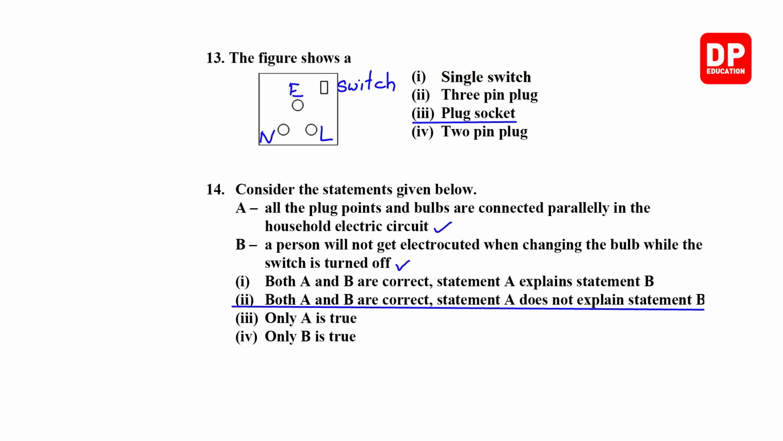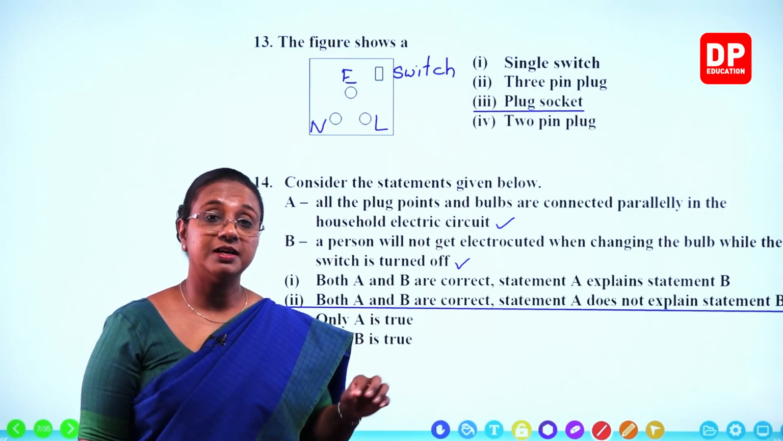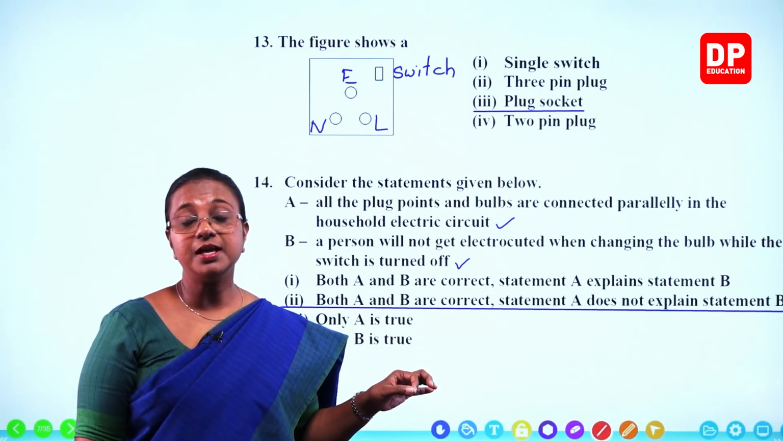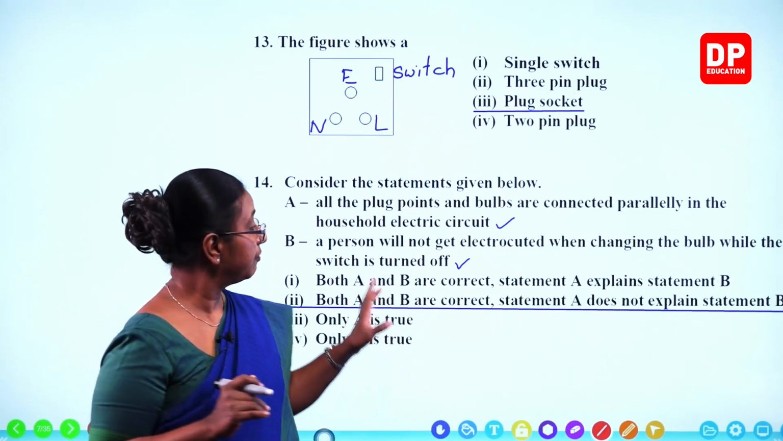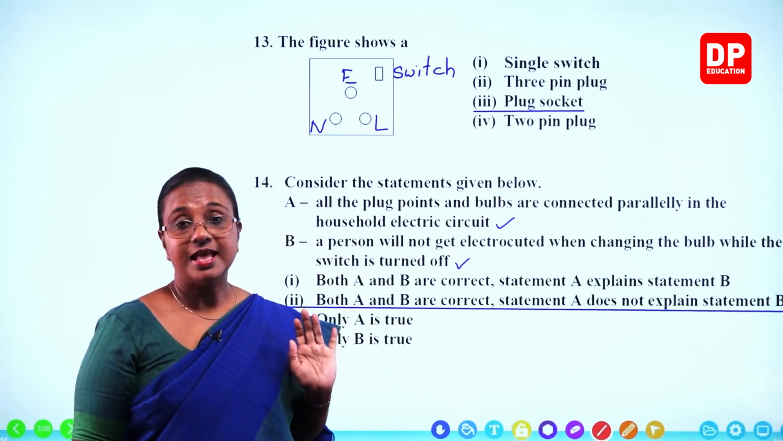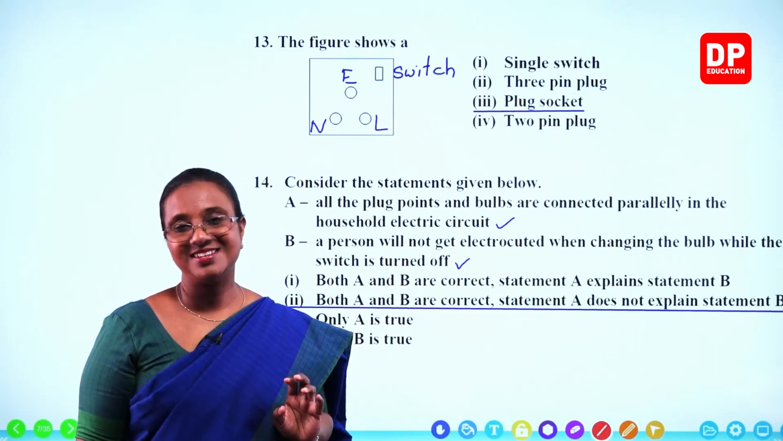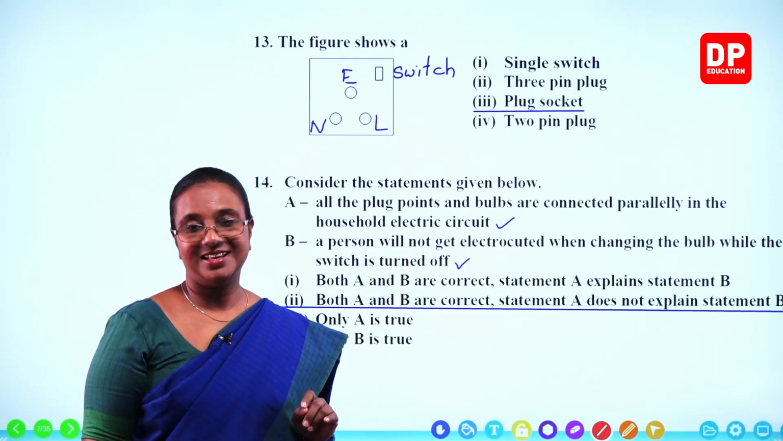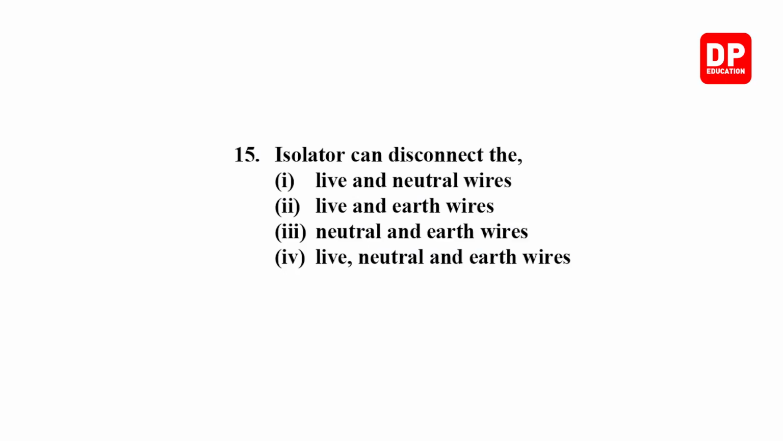Is that clear, student? So, you have to remember, because the switch is connected to the live wire, when you turn the switch off, you cut off the power supply, and therefore, it is safe to change the bulb. Is that okay? So I'm sure up to now you would have answered the questions correctly. With that, I will move on to the next question.